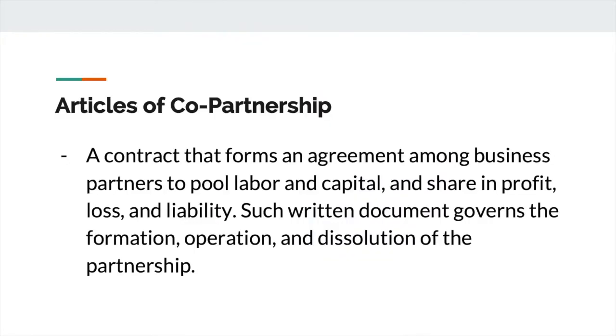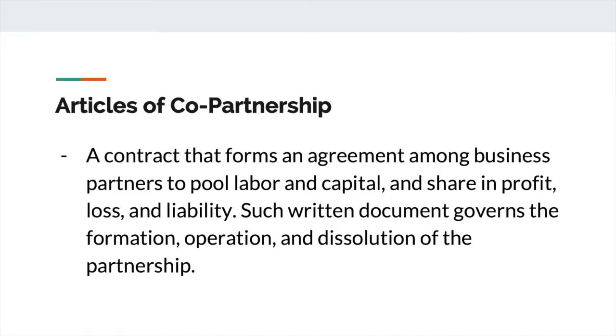First is the articles of co-partnership, a contract that forms an agreement among business partners to pool labor and capital and share in profit, loss, and liability. Such written document governs the formation, operation, and dissolution of the partnership.